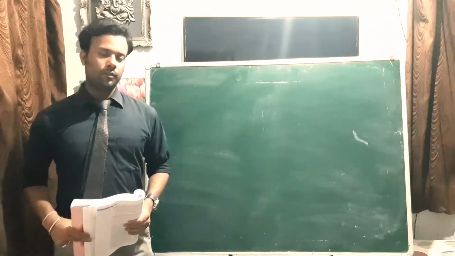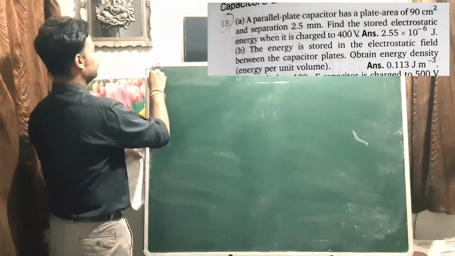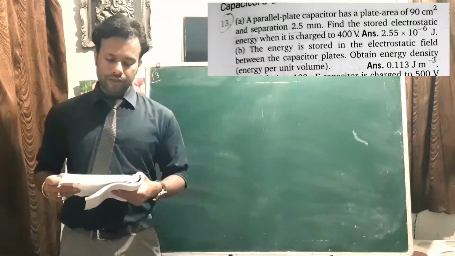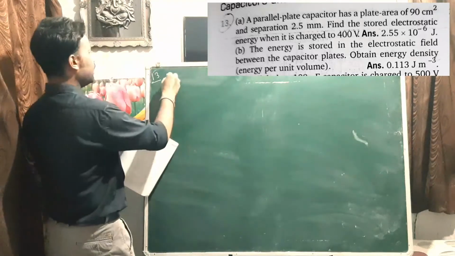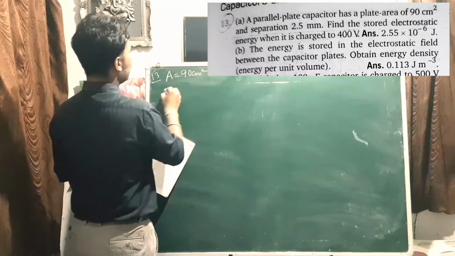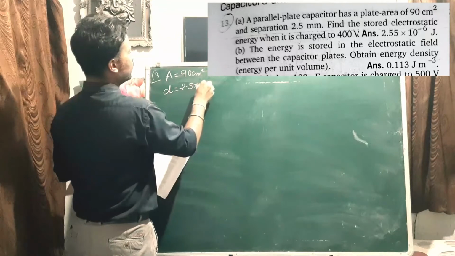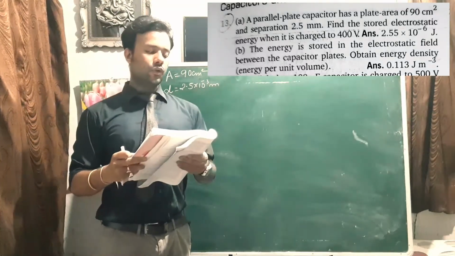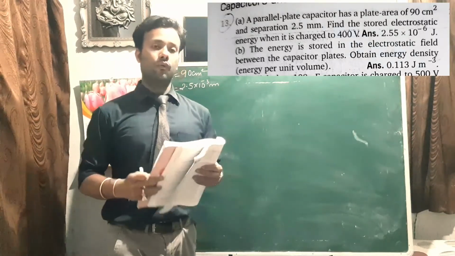Let's solve one last numerical from today's video. Question number 13. A parallel plate capacitor has a plate area of 90 centimeters square and separation 2.5. So A is 90 centimeters square, and the plate separation is 2.5 into 10 to the power minus 3 meter. Find the stored electrostatic energy when it is charged to 400 volt.